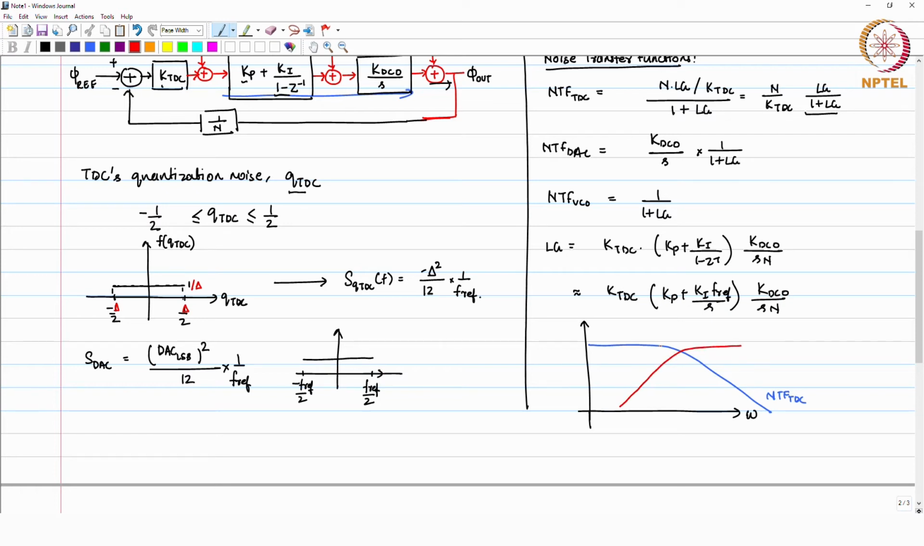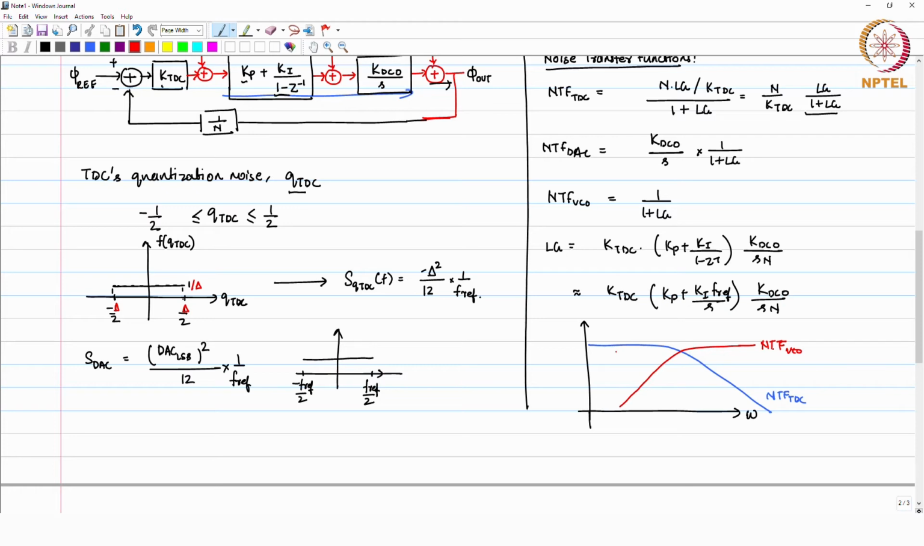Do not look at the absolute value of these curves. This is just the nature, high pass or low pass, that we are interested in. This is NTF of VCO, and there is a second order transfer function as you see at the end. The other one which you see is NTF of DAC, that appears to be a band pass transfer function. It is combining your low pass and high pass.